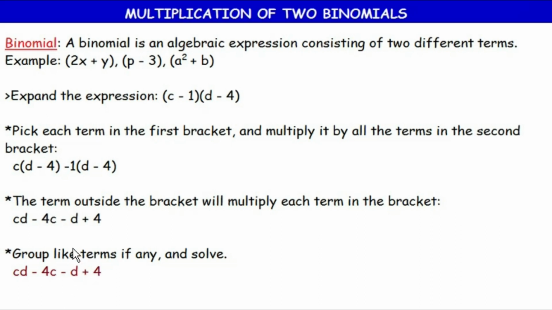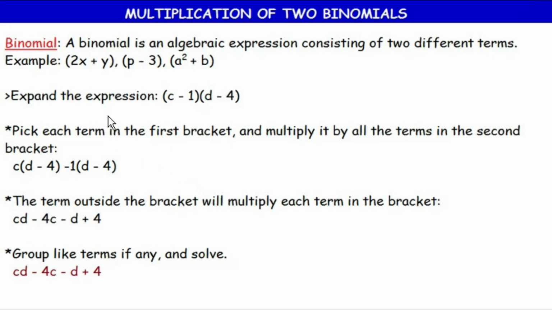Now, when we talk of a binomial, it is just an algebraic expression which is made up of 2 different terms. So we have examples here, 2x plus y. Now this is a binomial. Why? Because it consists of 2 different terms. So 2x is one term, y is another term. P minus 3, p is one term, negative 3 is another term. A squared is one term, b is another term. So a squared plus b becomes a binomial.